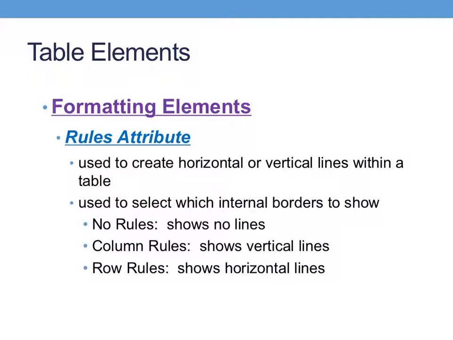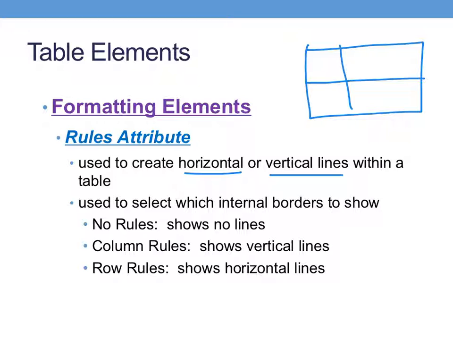So the final thing we're going to talk about in this particular video is something called the rules attribute, and this is used to create a horizontal or vertical line within a table. So we've all seen tables before. You can see the different rules. There are these lines on the inside, so I'll make those lines different colors. So these lines that have some highlight in green, those are called the rules, and we have three different options for the rules. We have no rules, which would take all of those lines out of there. We have column rules, which will just show the vertical lines that are between the columns. And then we have the rows rule, which would just show the horizontal lines that are between the rows.